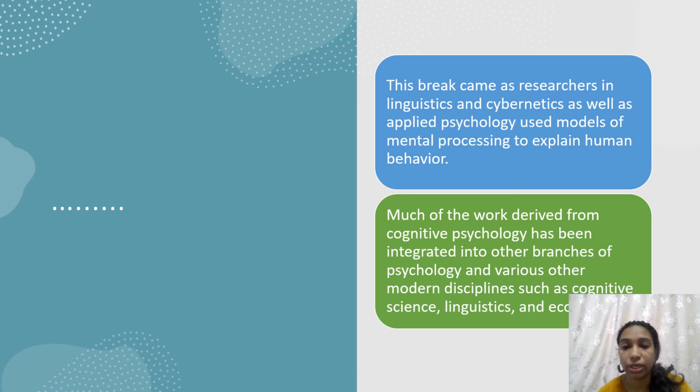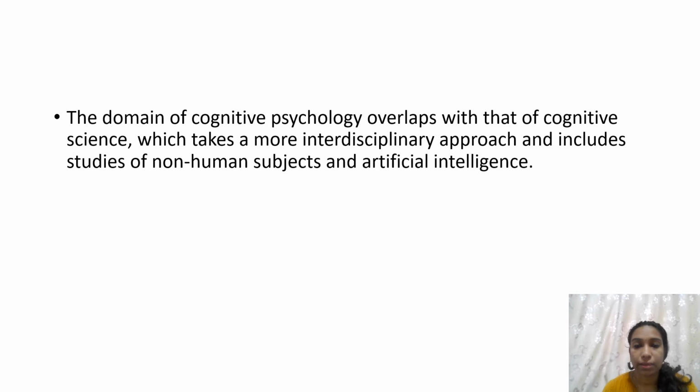Much of the work derived from cognitive psychology has been integrated into other branches of psychology and various other modern disciplines such as cognitive science, linguistics, and so on. The domain of cognitive psychology overlaps with that of cognitive science, which takes a more interdisciplinary approach and includes studies of non-human subjects and artificial intelligence.